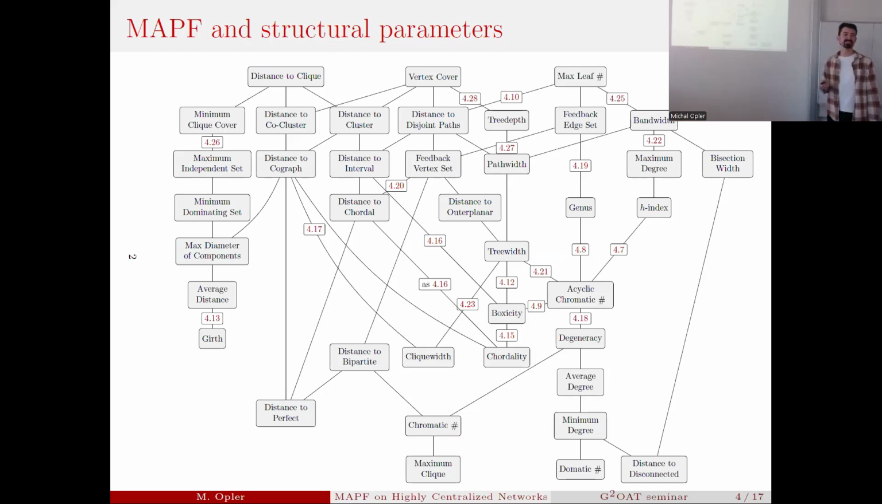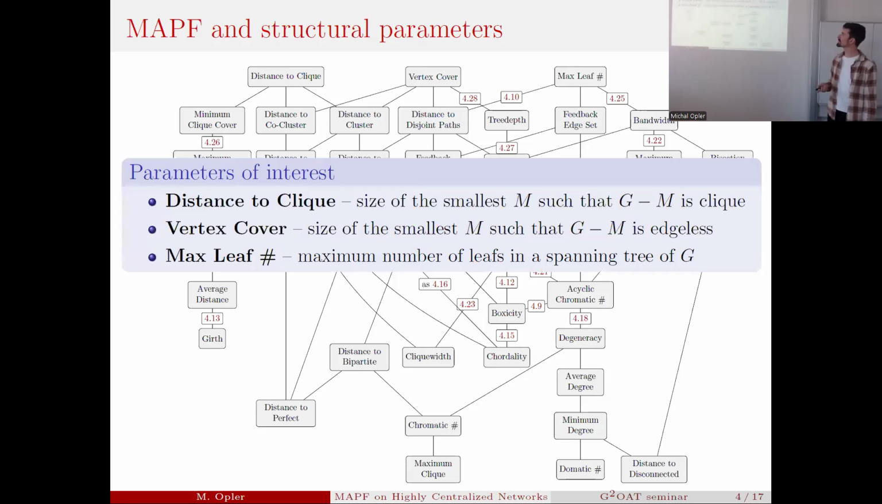which here you can see on the top. You can disagree with that, but here they're on the top. And in particular, usually in these parameter hierarchies, there are three usual suspects that go on the very top, which are the distance to clique, vertex cover, and max leaf number, where distance to clique and vertex cover are kind of complements of each other.